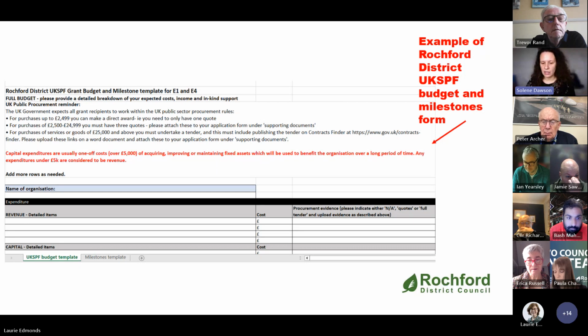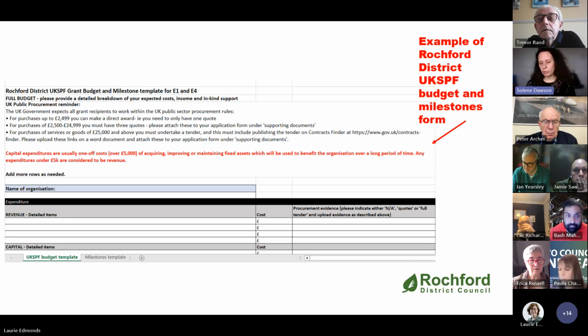The next column is the cost column. So that will be your total costs for these specific items. And on the right-hand side, you can see that there is a procurement evidence column. So here is just a very simple few words to say what will be your process. So we will go through the different procurement processes after.